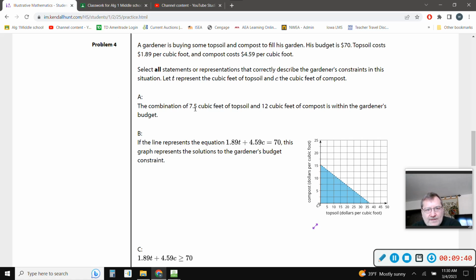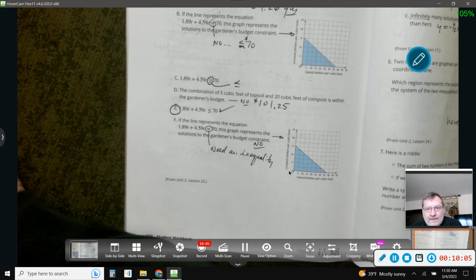This is a combination of 7.5 feet of topsoil and 12 feet of compost within the gardener's budget. Right? So this is what you've got for your equations. I think that one goes to this one right here. But if you took 1.89T plus 4.59C, 70. This graph represents the solutions. Well, let's look.